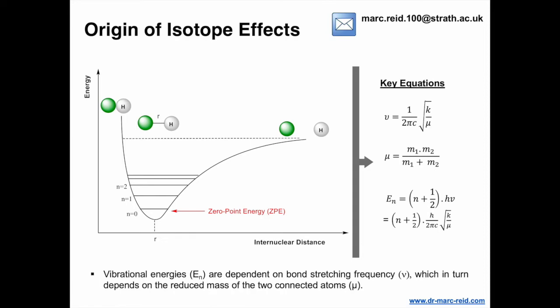Vibrational energies E subscript n are dependent on the bond stretching frequency nu, which in turn depends on the reduced mass of the two connected atoms, mu. The key equations on the right side start with Hooke's law at the top of the slide. Hooke's law shows the relationships between vibrational frequencies, force constants or spring constants k, and reduced mass mu, where c is the speed of light. It describes the properties of the force or spring holding the masses or atoms together. The equations for reduced mass and for successive vibrational energy levels are also shown in this slide.